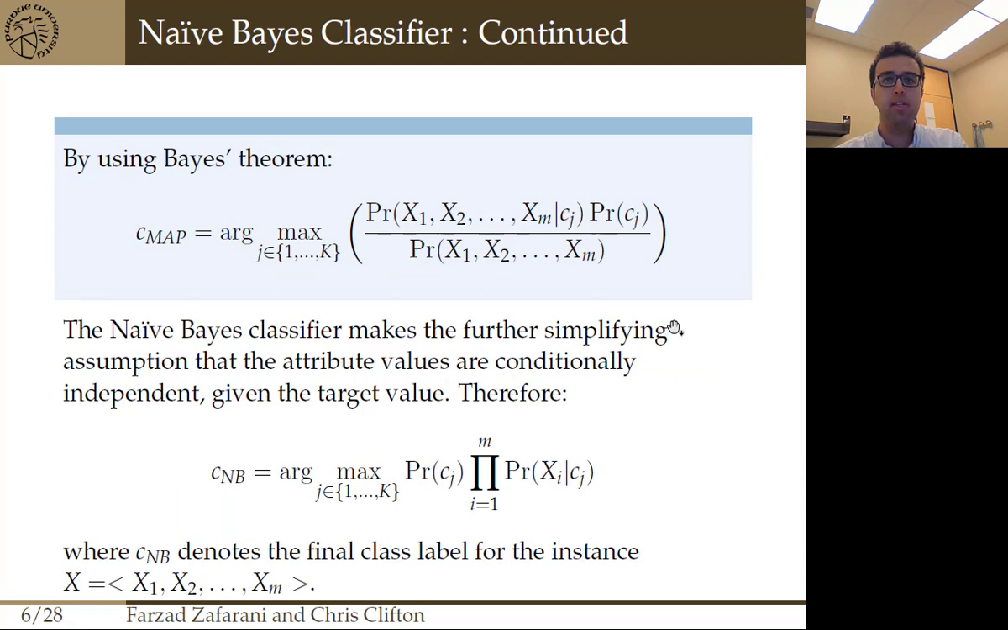Then we use the Bayes theorem to rewrite the above formula, and finally naive Bayes makes the simplifying assumption that the attribute values are conditionally independent given the target value. Therefore, we get C_NB to be the argmax of the probability of Cj times the product of all conditional probabilities of Xi given Cj, for all i.